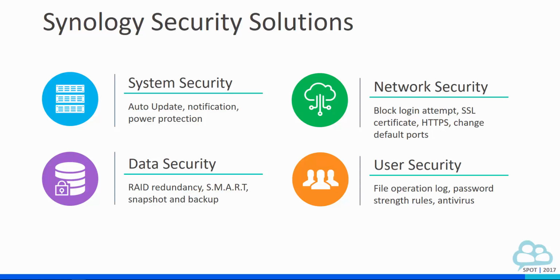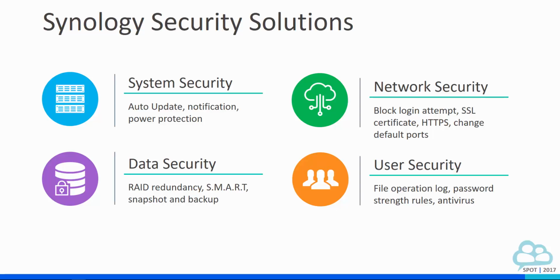We looked at network security, how to block login attempts. When a hacker or robot repeatedly tries to log in from an IP address, we want to blacklist that address. We installed an SSL certificate to confirm when you're accessing your system remotely that you are in fact logging into your system and not another site pretending to be your system. We forced HTTPS for encrypted transfer, and we changed from the default ports so that not all users are using the same Synology default ports.